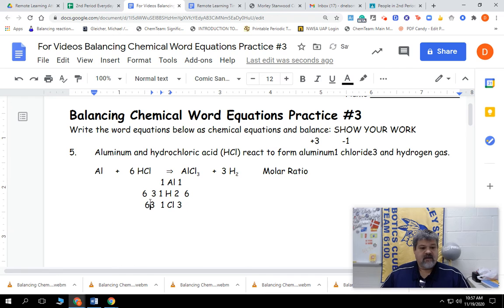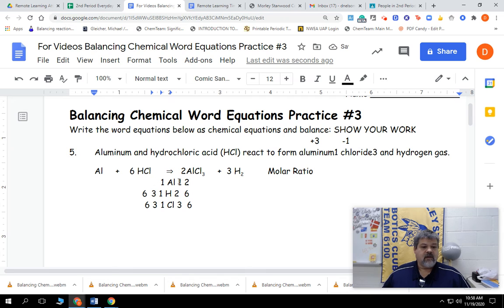So I'm going to have 6 chlorines, and I need to have 6 chlorines on this side. The only way to change to 6 chlorines on this side is to put a 2 right there. So 2 times 3 is 6. So now I have 6, but what did I affect? I affected the aluminum. So we're going to change that to 2 times 1 is 2. So I have 2 aluminum there.